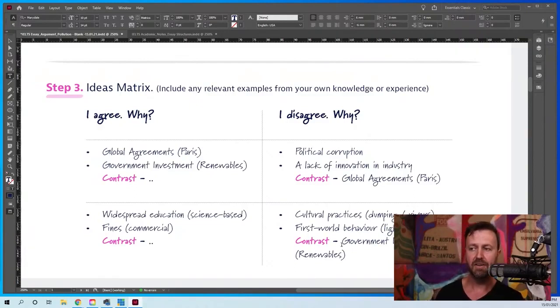So what we've got here, guys, is the actual map of our essay that we're going to do right now. So you could easily do it in reverse on the right-hand side with "I agree." So have a play with this yourself and see what works best for you.